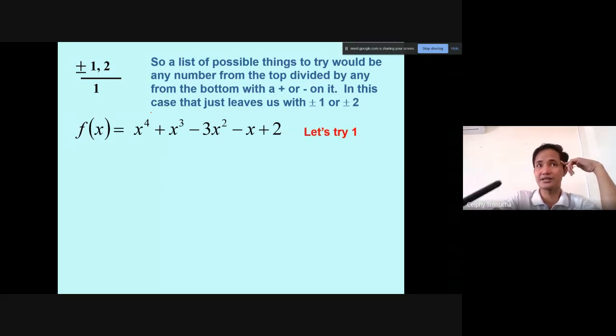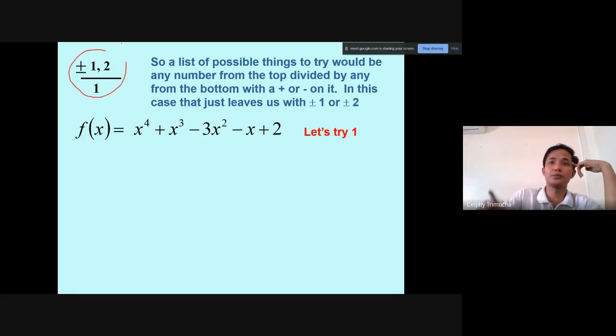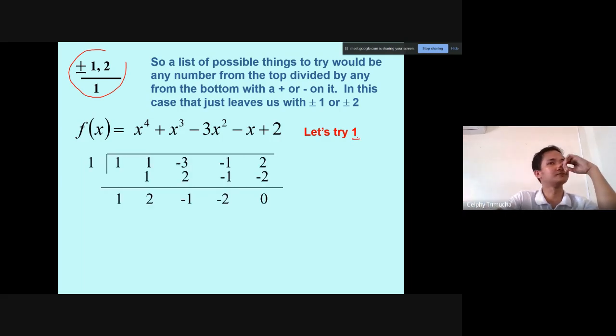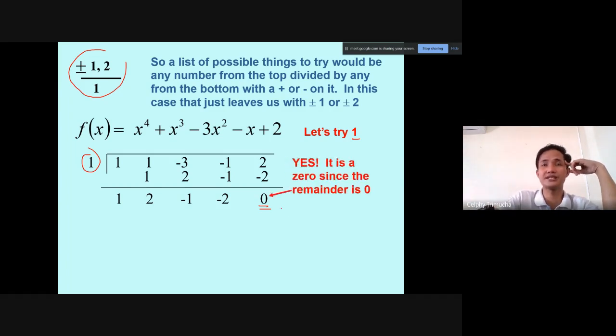So let's try. Since na-narrow down ta na nga either amo lang ang ating roots, pwede ta matry ang positive 1. So let's try 1. So okay, pinakahapos, atong himo synthetic division, so pwede man tayo gamit ang remainder theorem kung gusto natin. So we have 1. So we come up with an answer or remainder nga 0. So for the 1, atong remainder is equal to 0. So this means this one is a factor sa aton nga equation.